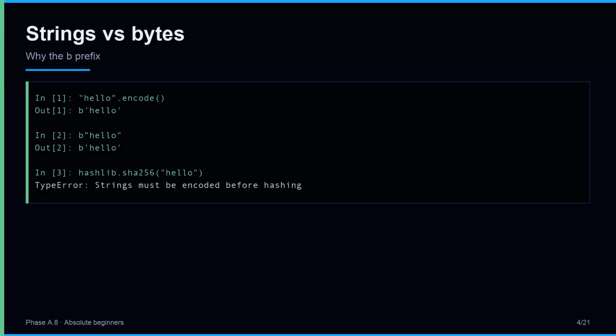Notice the lowercase b in front of the string. SHA-256 works on bytes, not on text strings. Computers store everything as bytes underneath, so we have to encode our text into bytes first. You can do it two ways: prefix the literal with b, or call .encode on an existing string. If you forget and pass a plain string, Python stops you with a clear type error. Encode first, then hash.